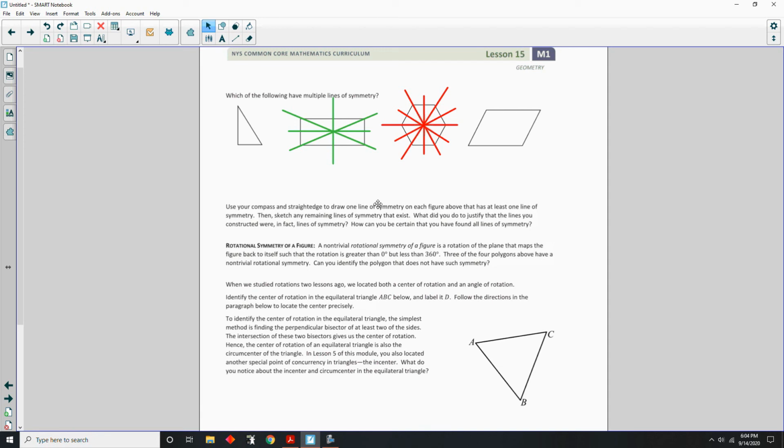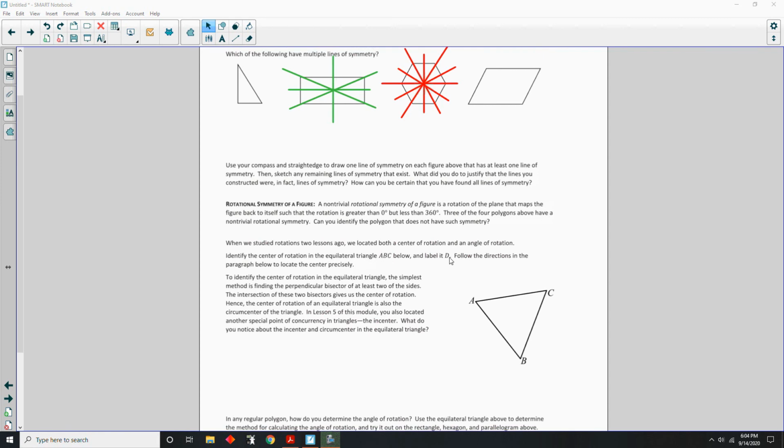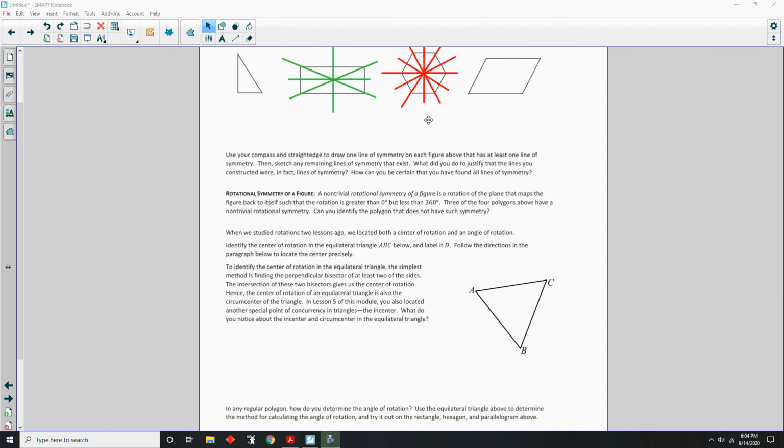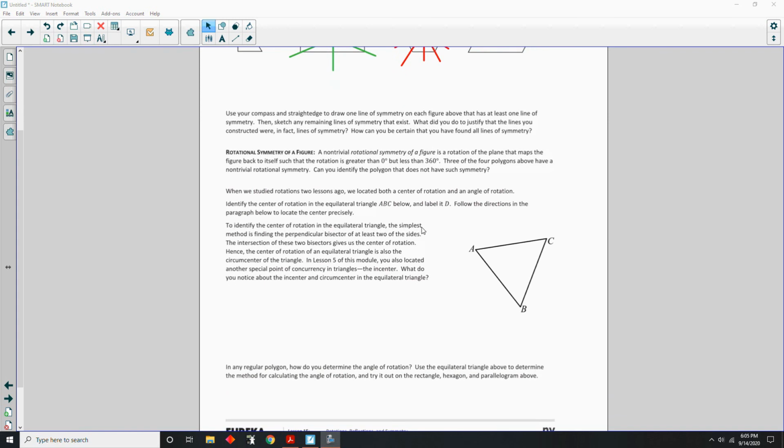Okay, it says use your compass and straight edge to draw one line of symmetry on each figure above that has at least one line of symmetry. Then sketch any remaining lines of symmetry that exist. What did you do to justify that the lines you constructed were in fact lines of symmetry? How can you be certain that you have found all of the lines of symmetry? Okay, I'm not going to go through that. That's very time consuming. That's something you can do on your own. I'm going to move on.